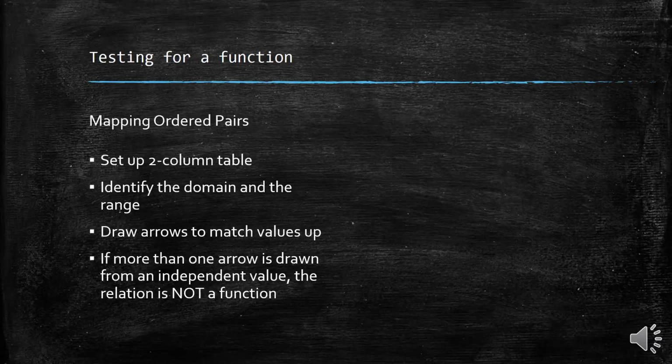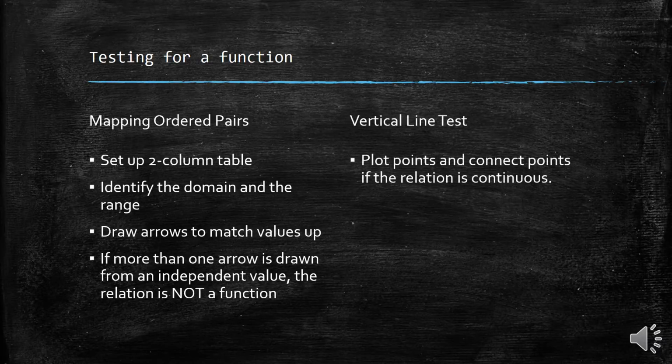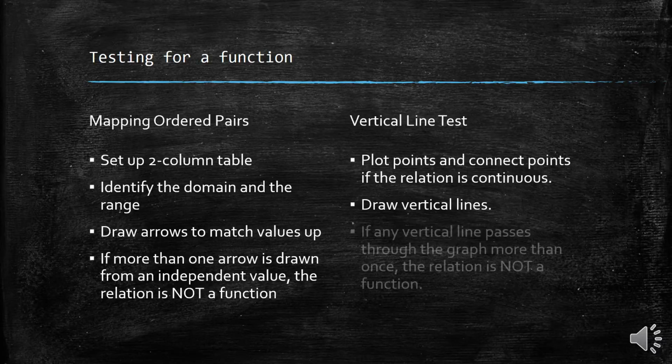The other way to test for a function is doing what's called the vertical line test. The first thing you need to do is plot all points and connect the dots if the relation is continuous. Second, you want to draw as many vertical lines, lines that go straight up and down, that you can on the graph. If any of your vertical lines pass through the graph more than once, the relation is not a function.